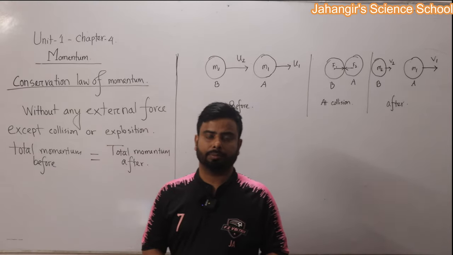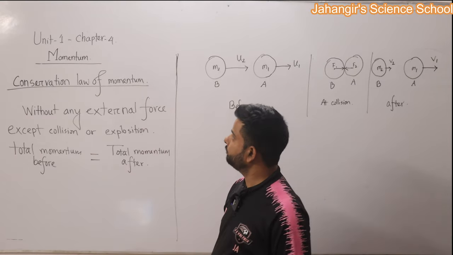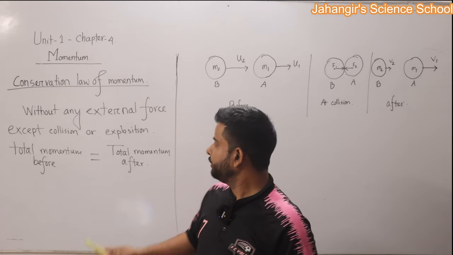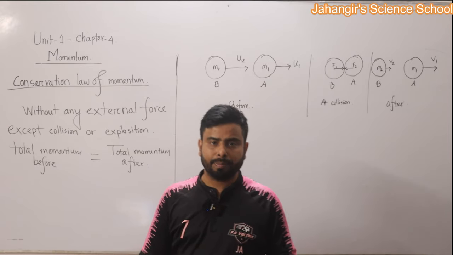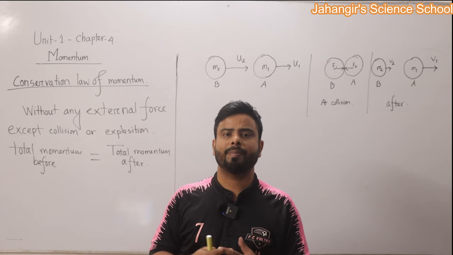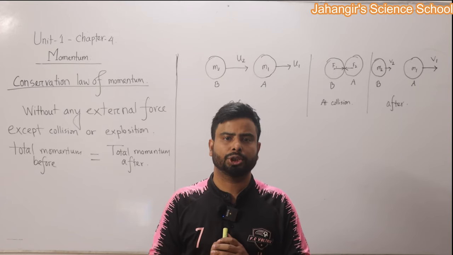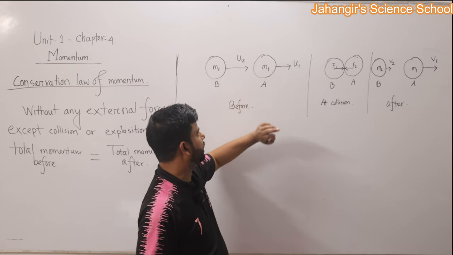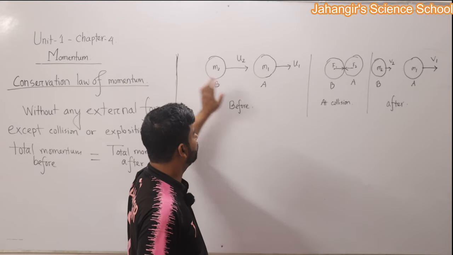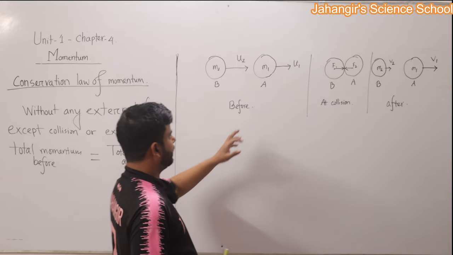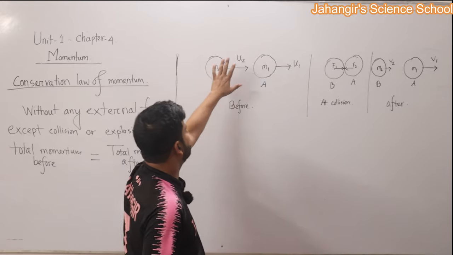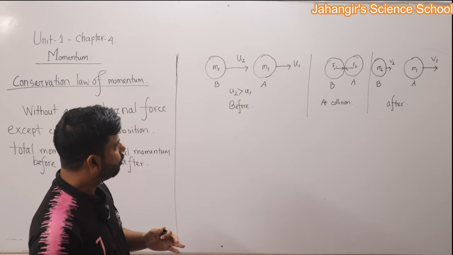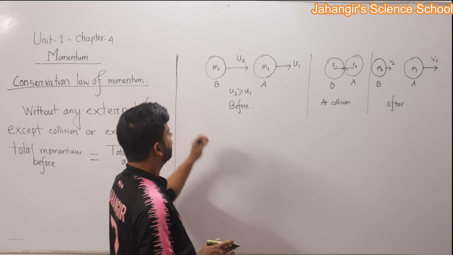Now, conservation law of momentum. Without any external force except collision or explosion, total momentum before is equal to total momentum after. That means in any system, momentum always remains the same. So momentum is conserved in any type of collision. So before collision, say there are two objects, object A and object B. The mass of object A is m1, the mass of object B is m2, and the initial velocity of object A is u1, and the initial velocity of object B is u2. Here consider u2 is greater than u1, so they move in the same direction in a straight line.